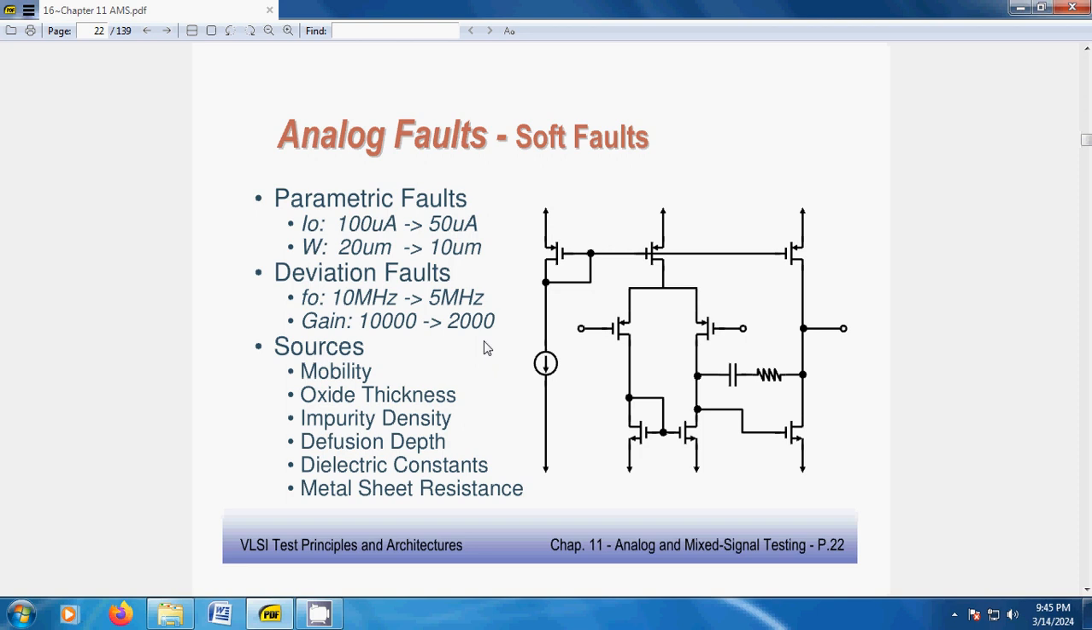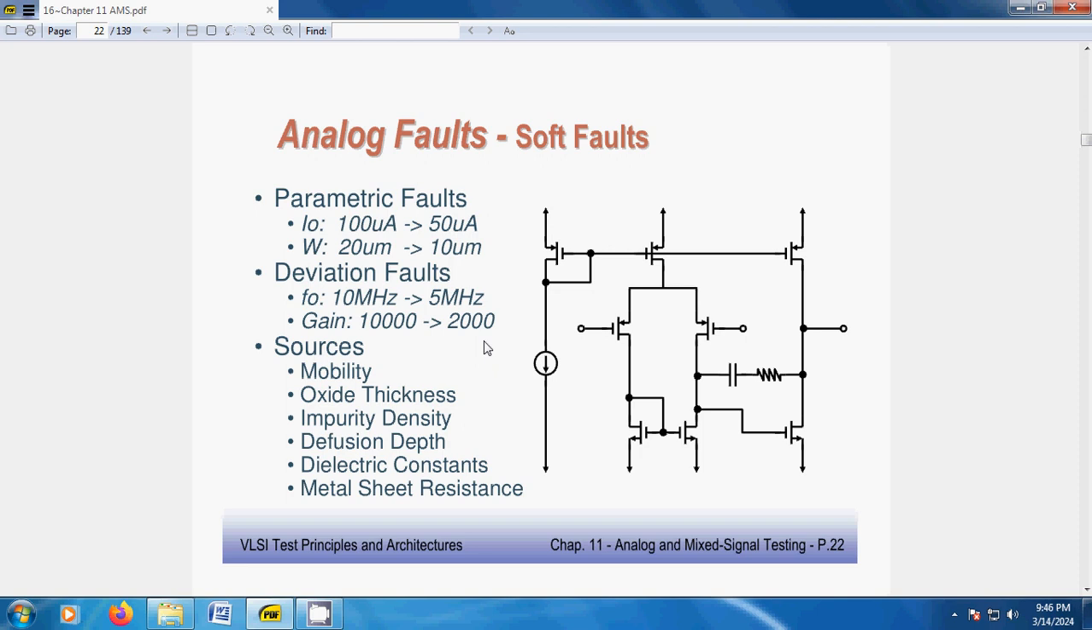So what is the reason for these soft faults? These soft faults are created by process failures. The procedures that we use for creating an IC will not be 100% correct. Due to some changes in the procedures, the intended IC can come out with different parameters. So these are called soft faults.